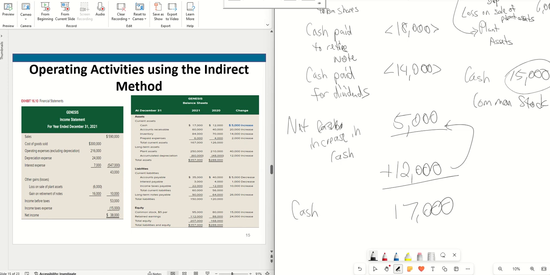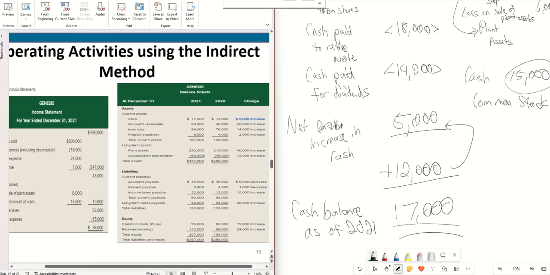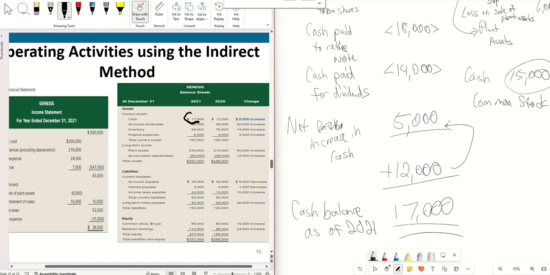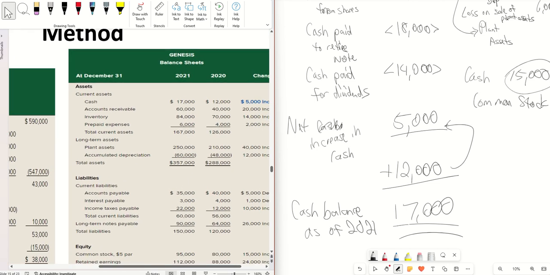That's our cash balance as of 2021, which reflects, let's see if I can zoom here. It reflects this cash balance here. Oh, that's bad. Hopefully you can see. I'm going to zoom in a little bit more if it will let me. It reflects this cash balance that's displayed in the balance sheet as of 2021 in the current asset section.